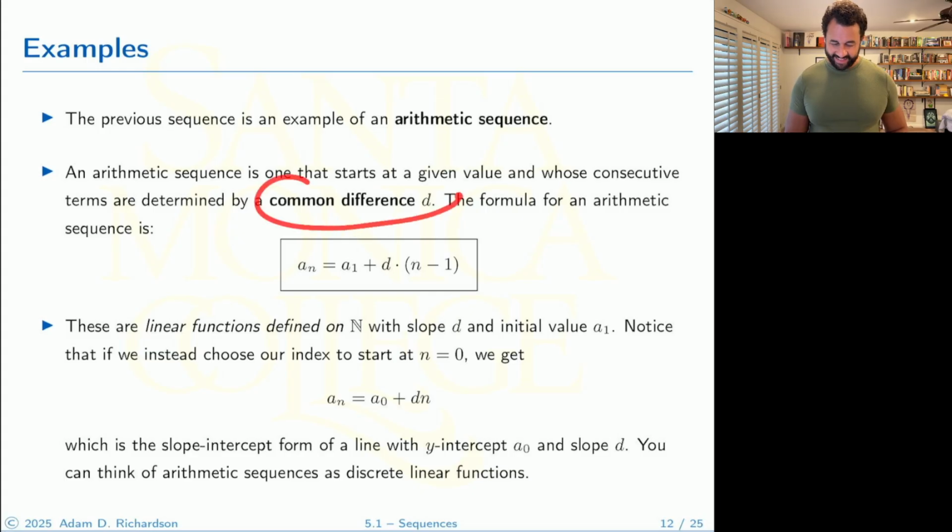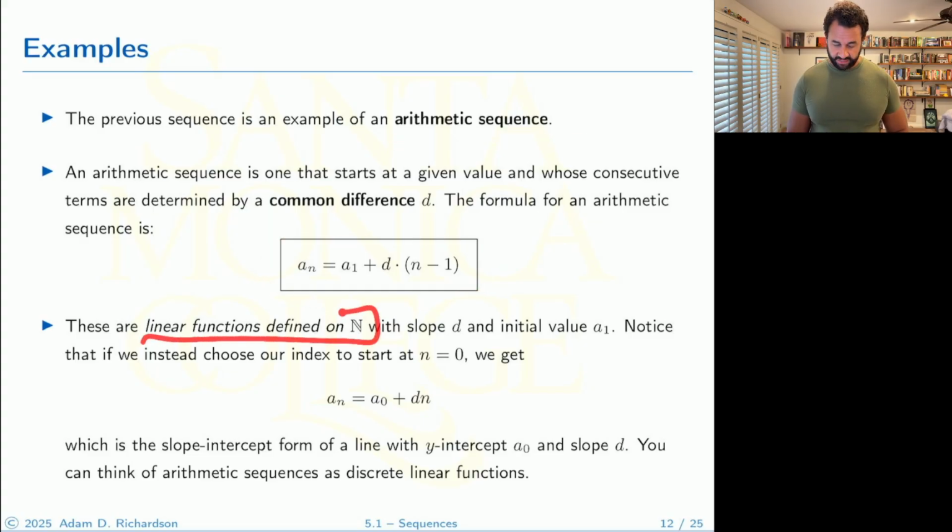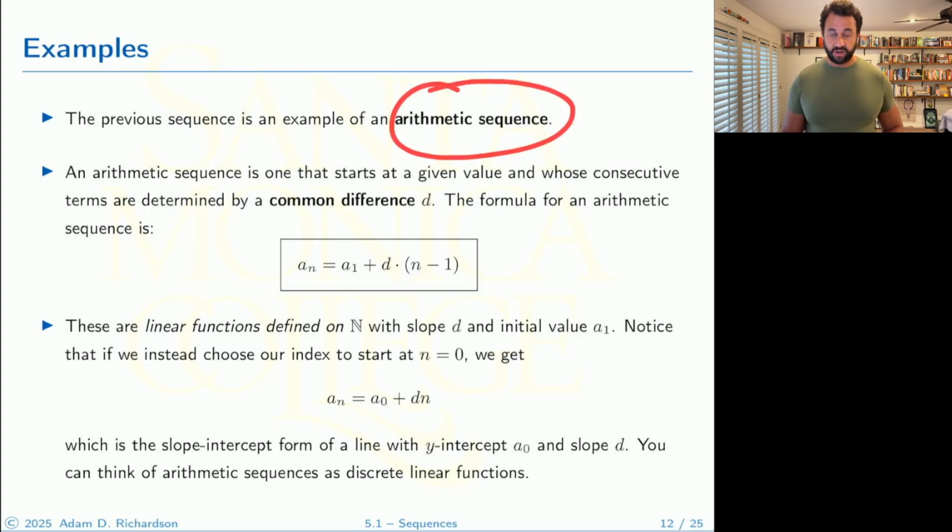Now, this should sound a little bit familiar, this notion of a common difference, right? These functions, arithmetic sequences, are actually linear functions, and they're just defined on the natural numbers. That's it. The slope is d, and the initial value is a1. So what I'm really trying to say here is arithmetic sequences are just linear functions. That's it. The only difference between these and what we saw earlier in the course is these functions are only defined on the non-negative integers, like the natural numbers, 1, 2, 3, 4. They're basically discrete linear functions instead of continuous linear functions.